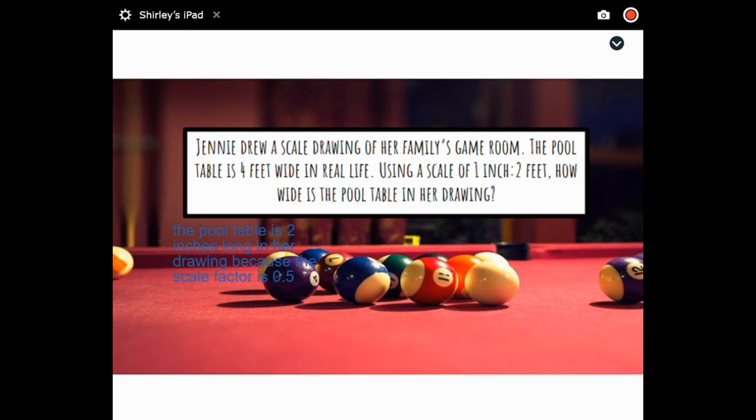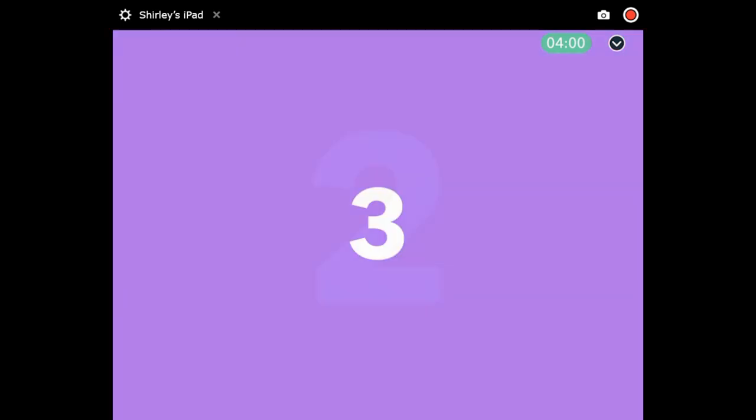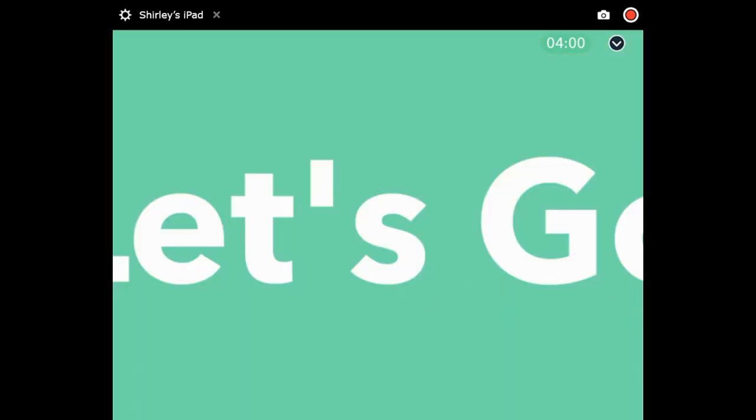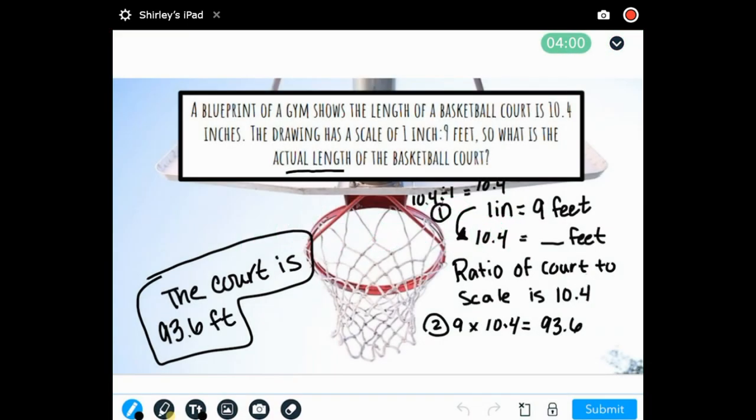But you want to be careful here that you didn't say 8 inches, right? Because they gave you the actual length, you were scaling it down. So if you're scaling it down, you're either multiplying it by the decimal or you're dividing by that scale factor. They mean the same thing. Here's your next one.